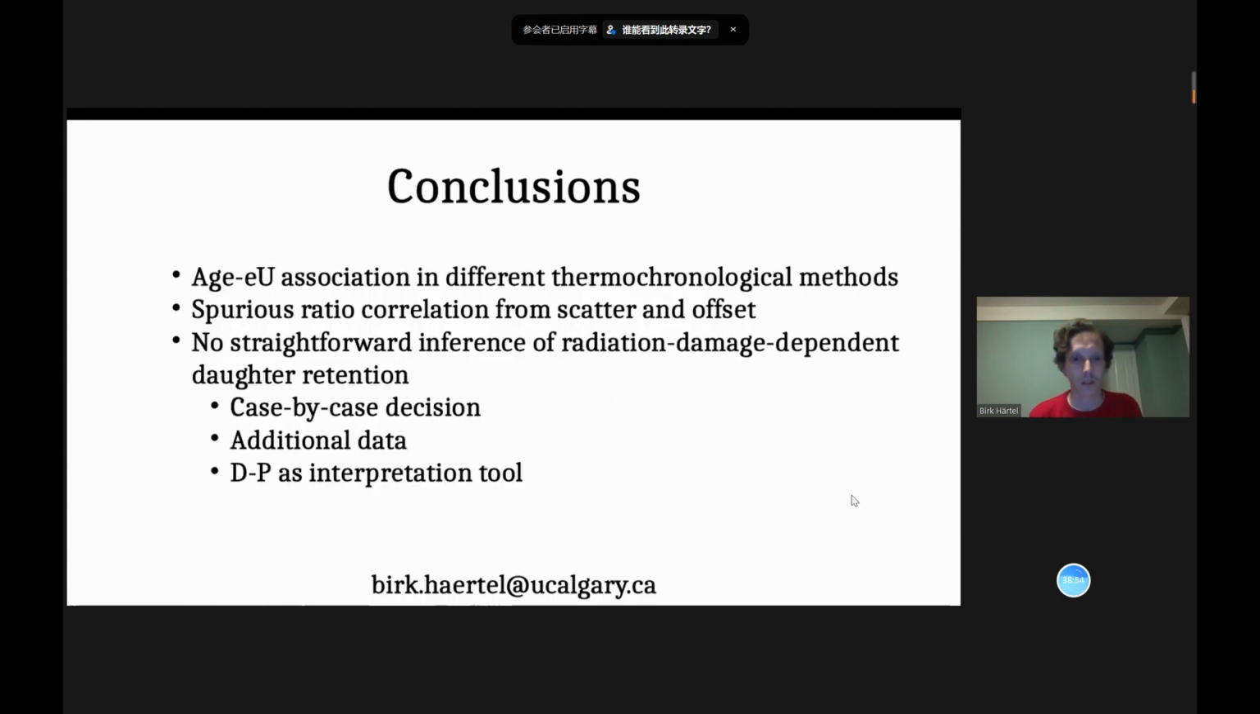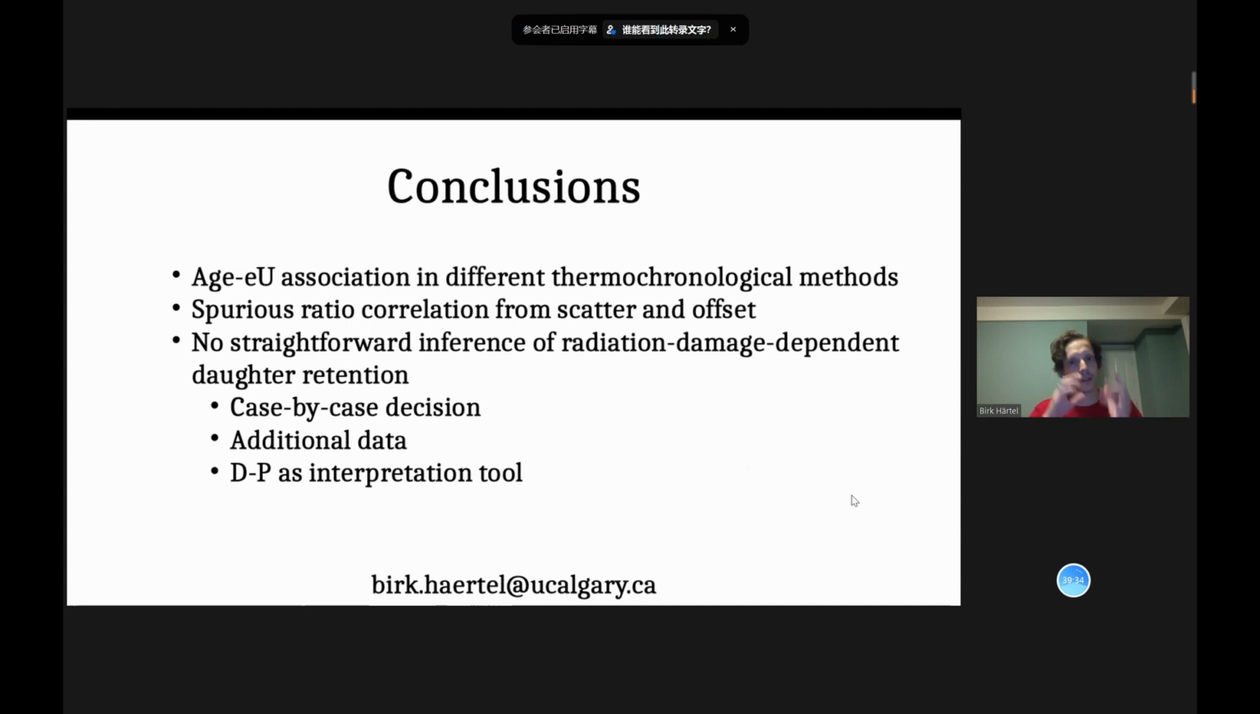So to conclude this talk, we see those age-eU associations in very different thermochronometers. And what we have to distinguish is a genuine radiation damage dependent age-eU correlation or a spurious ratio correlation that arises from scatter and systematic offset. So the existence of the spurious correlation is problematic because of this effect, we cannot make a straightforward inference of radiation damage dependent retention from the age-eU correlation.